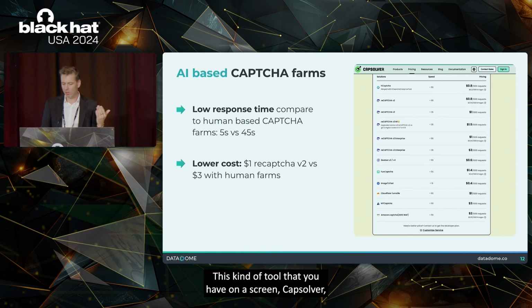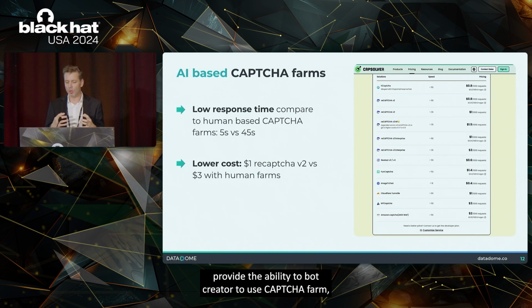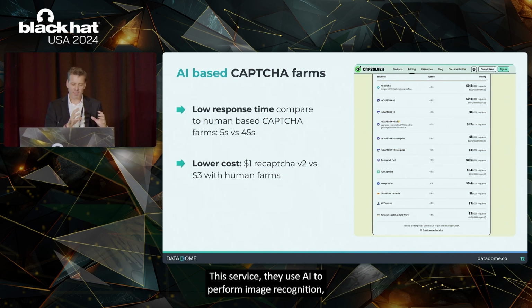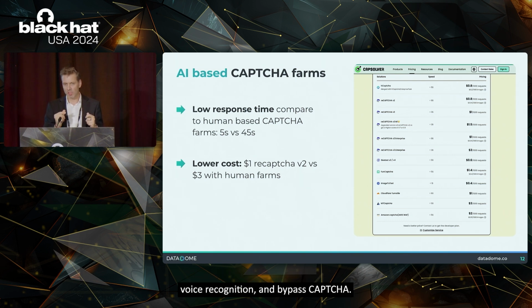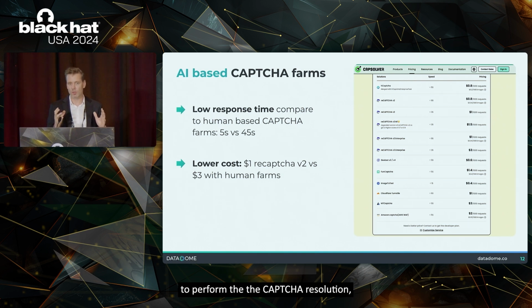This kind of tool that you have on the screen, CapSolver, gives bot creators the ability to use a CAPTCHA farm. And these CAPTCHA farms are AI powered. These services use AI to perform image recognition and voice recognition, and bypass CAPTCHAs. A few years ago, when you wanted a CAPTCHA farm, these services were using labor in countries where it's more accessible to perform the CAPTCHA resolution. The CAPTCHA would go there, be resolved by a human being, and come back. It was taking 45 seconds.